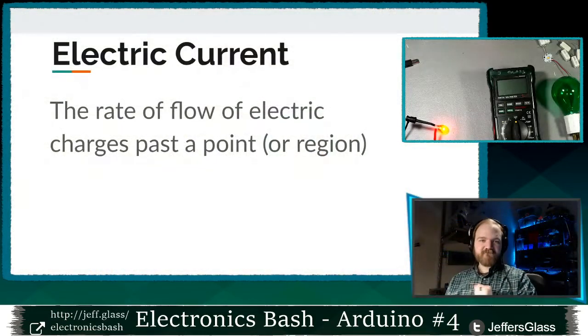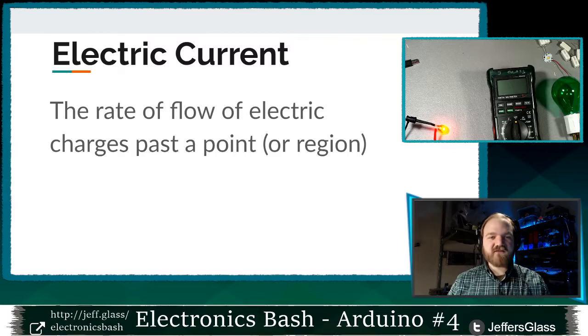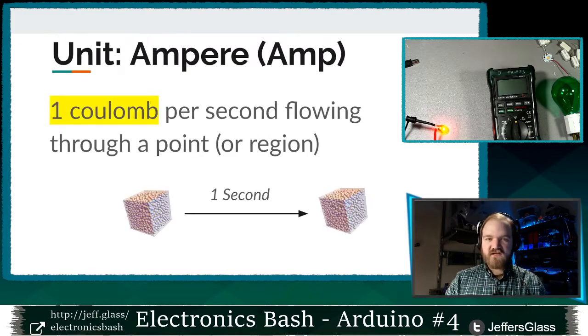So, current. Electrical current is, very simply, the rate of flow of electric charges past a point or through a region. So what does that mean?